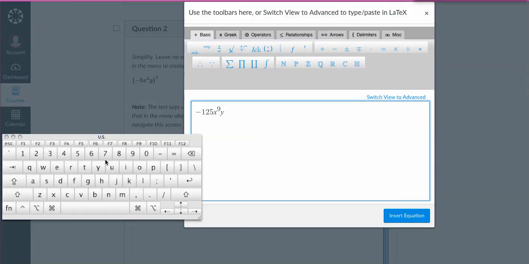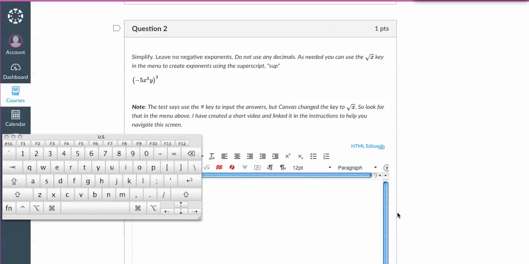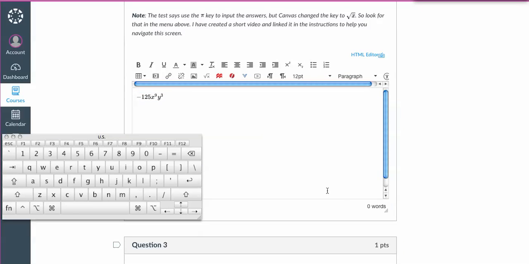Then I'm going to put in a y, and then y to the first power cubed. 1 times 3 is 3, so I have to go up and do the superscript, and then the third power. Then I'll use the arrow over key to get down out of that, and then I'll go back to the insert key, equation key, and there's my answer.